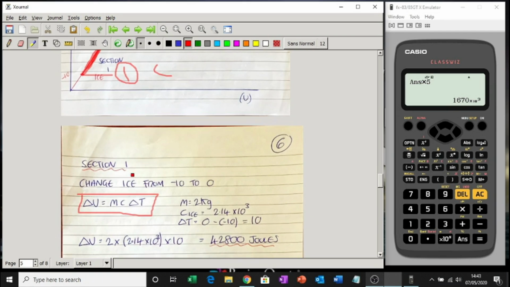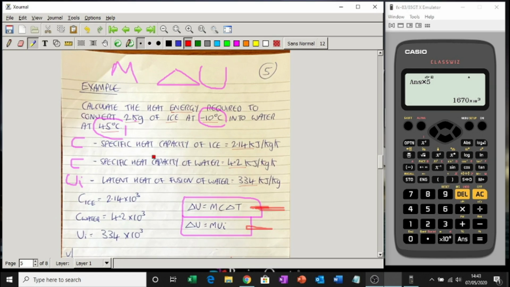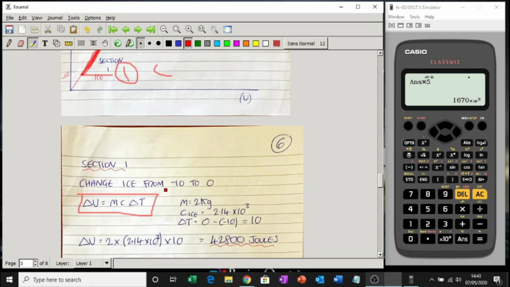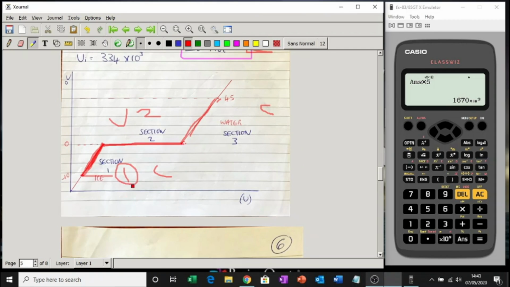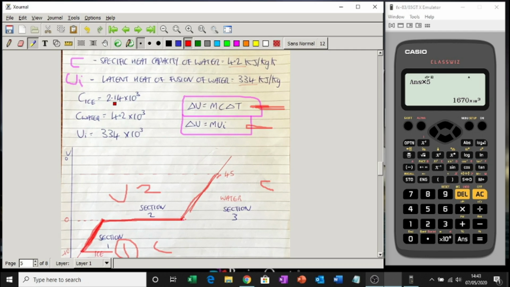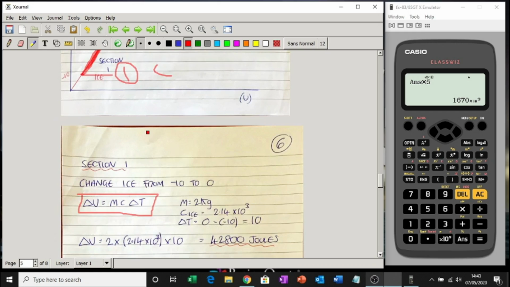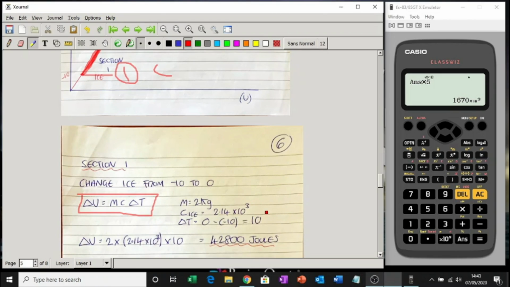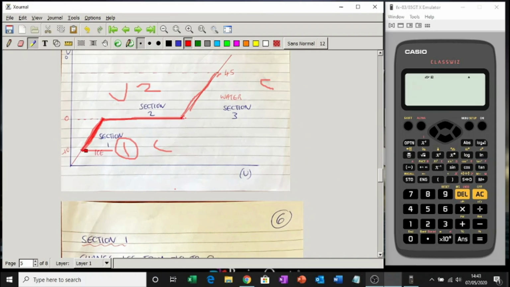So part 1 is going to be MC, change in temperature. We know the mass, assuming the mass doesn't change, 2 kilograms. Minus 10 up to 0. And the C value for ice is 2.14 kilo. There, look. So 2.14 kilo, and the change in temperature is going to be 0 take away minus 10. Let's go from minus 10 to 0. It's warming up. So the change is 10. So that'll give us the energy to go from there to there.